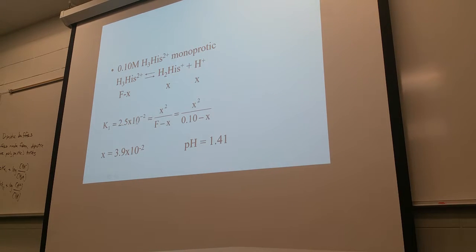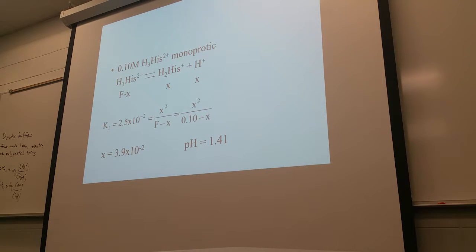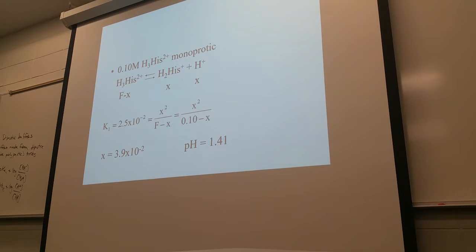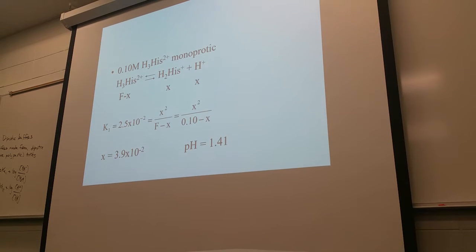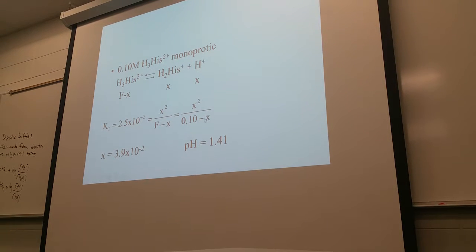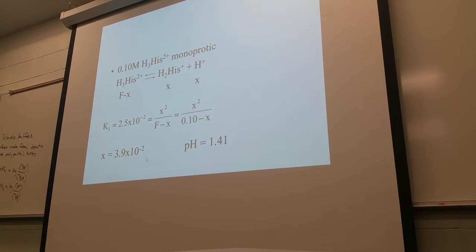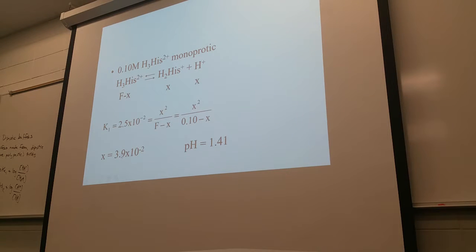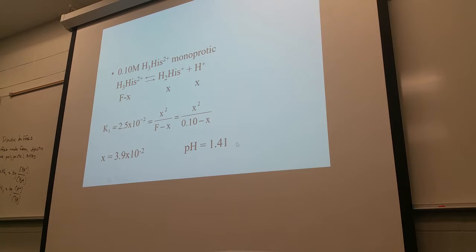So 2.5 times 10 to the minus second is actually equal to 10 to the minus 1.6. I should have shown you those actual values, but I was lazy and didn't put that in the slide. So this becomes x squared over F minus x, and 0.1 minus x times 2.5 times 10 to the minus second. Your x value becomes 3.9 times 10 to the minus second, and a pH of 1.41.